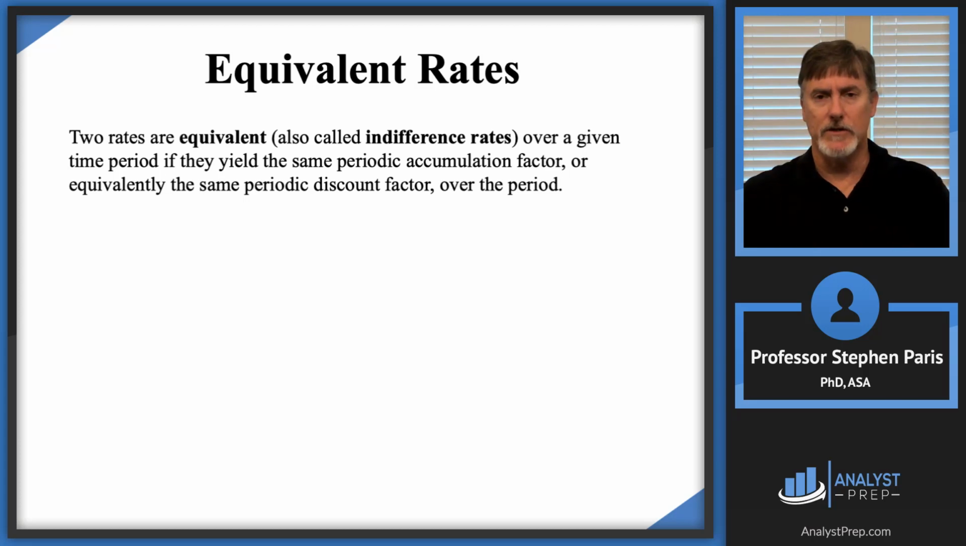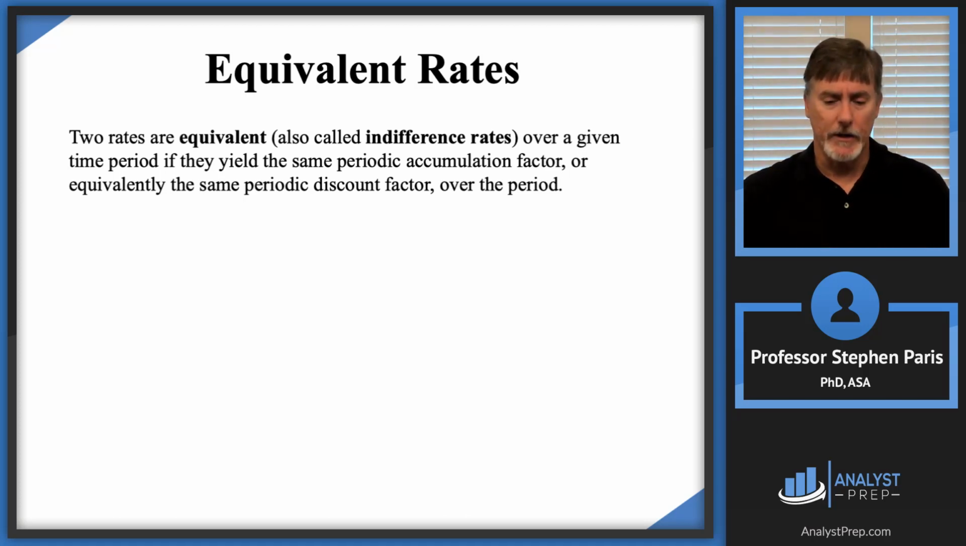Now, if they yield the same periodic accumulation factor over the period, then the periodic discount factor over that period is just the reciprocal of the periodic accumulation factor over that period. So if you have two rates that are given the same periodic accumulation factors, when you take reciprocals of both of them, they're giving you the same periodic discount factor over that period. And so you could use either periodic accumulation factors or periodic discount factors in your equations to solve in order to get equivalent rates.